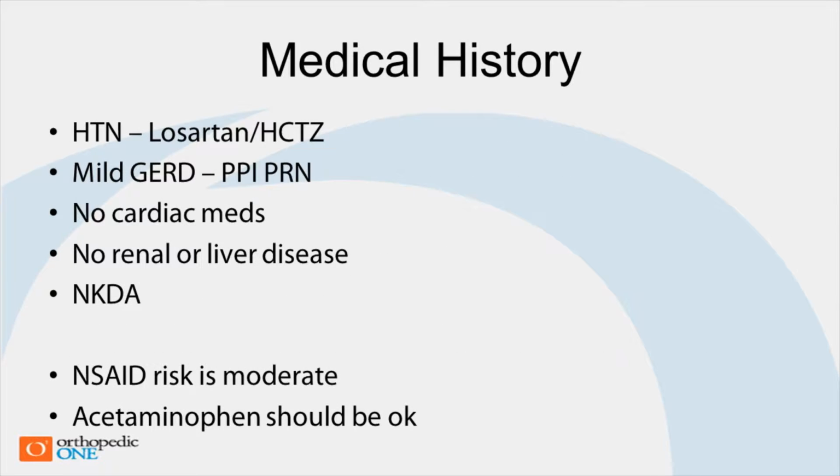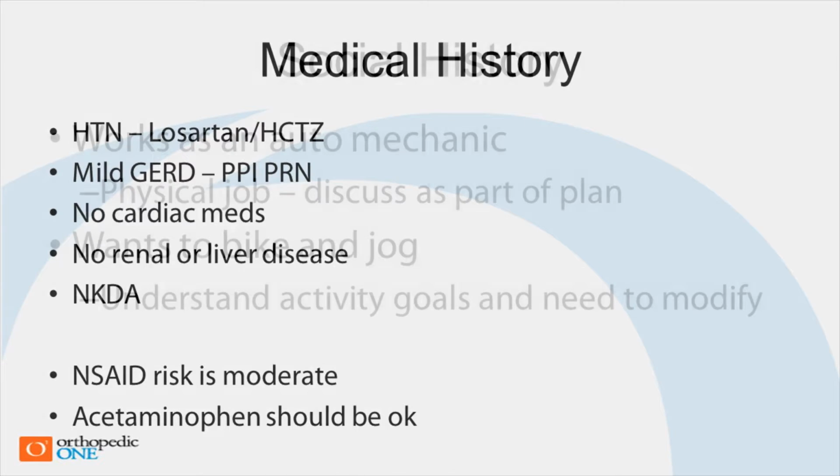The patient gives a medical history of hypertension, for which he takes losartan and hydrochlorothiazide. He describes mild GERD, which he takes a PPI on an as-needed basis. He does not take any cardiac medication. He has no renal or liver disease and no known drug allergies. So what that tells me is if I want to use NSAID therapy, he has some risks, but they aren't high, moderate risk for NSAIDs. And if I want to use acetaminophen as part of the treatment plan, he should be okay. And that relates to the liver disease, of course.